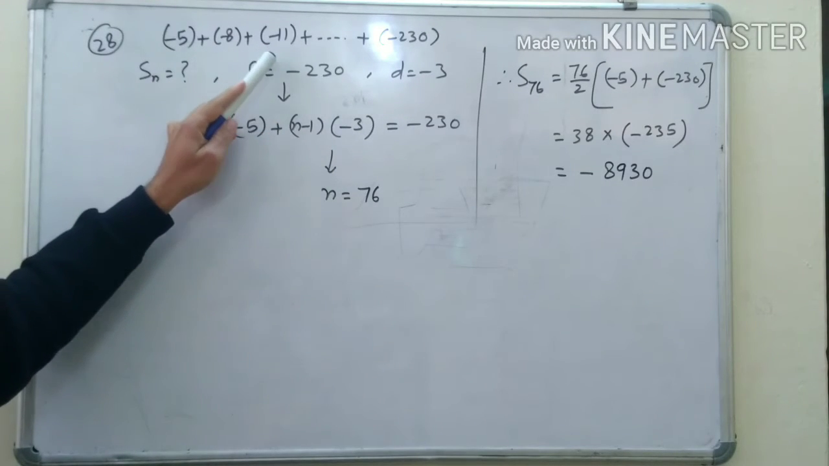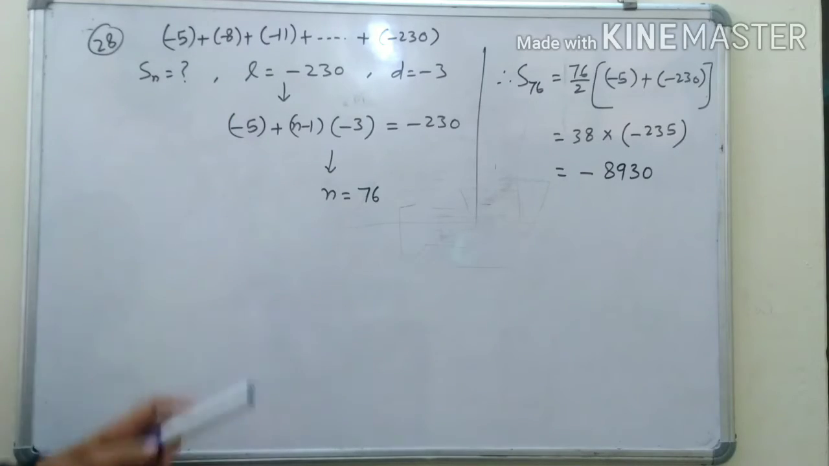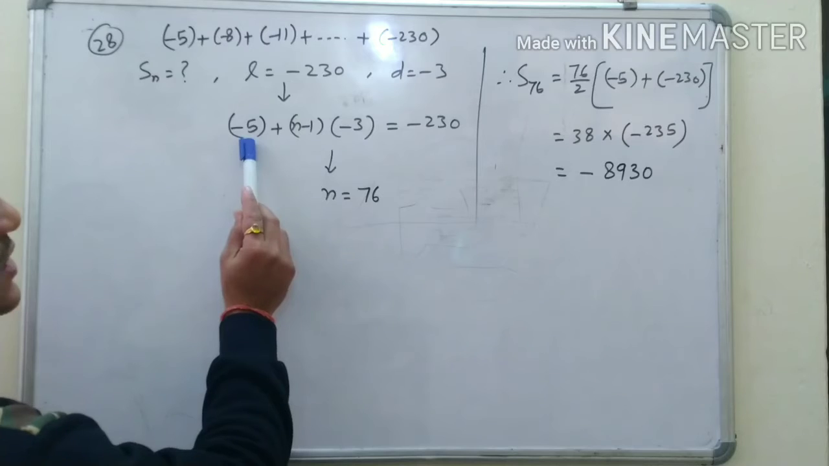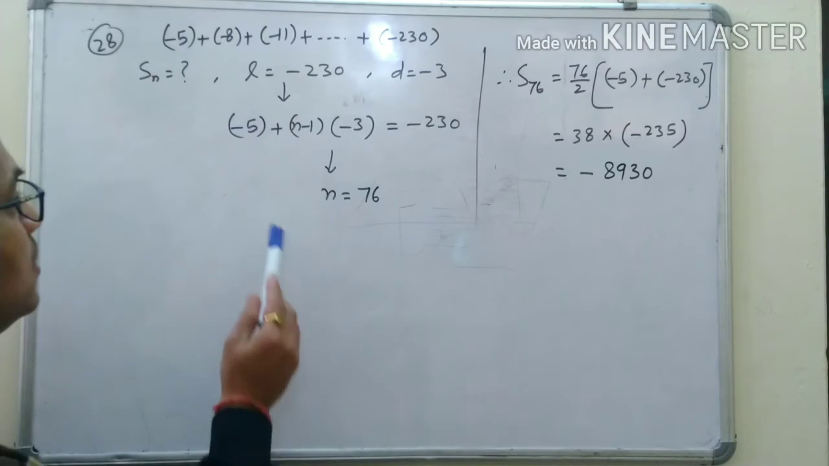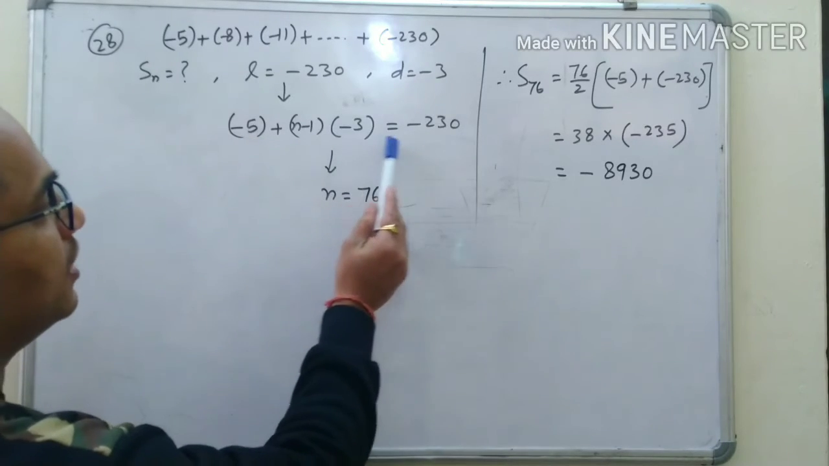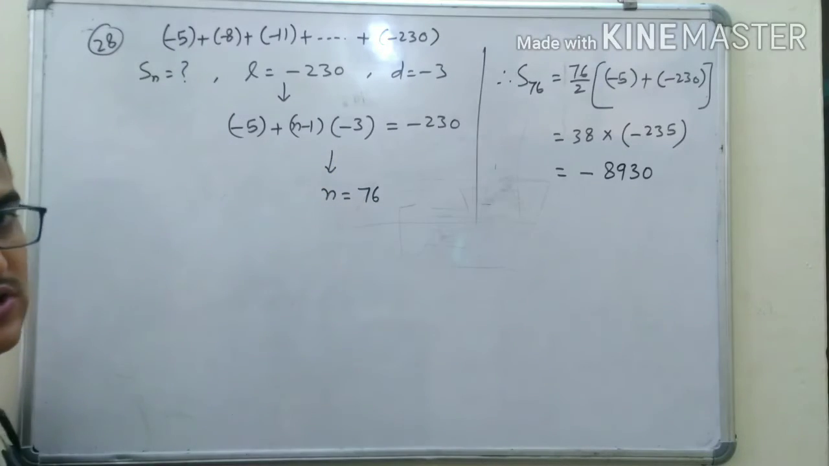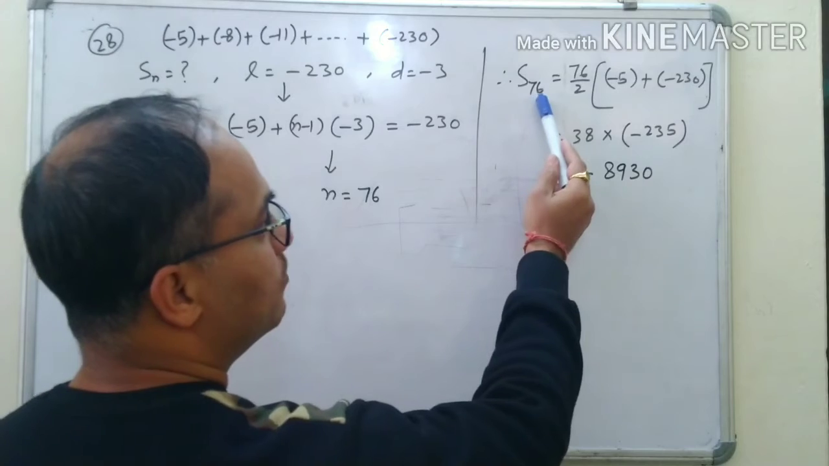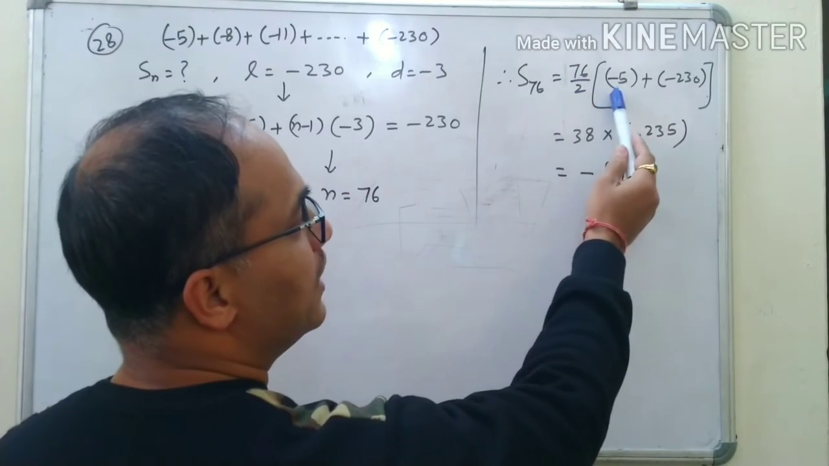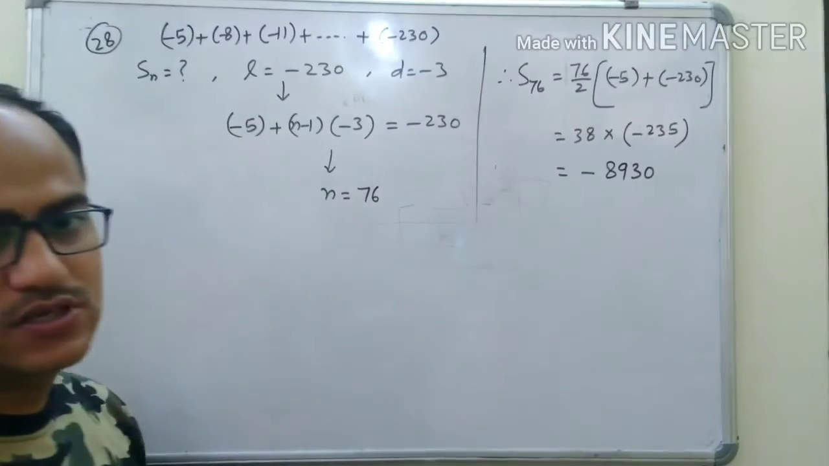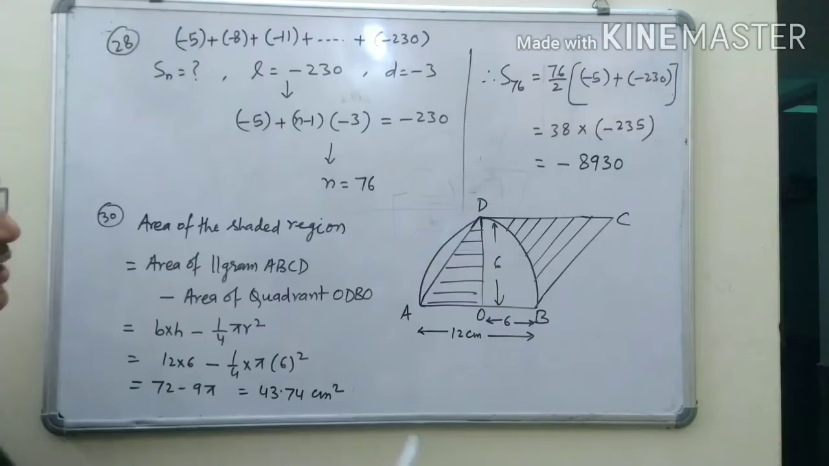First we apply the formula of L, that is n term formula, and on applying this formula we get this expression. Now when we simplify this expression, we can easily get n is equal to 76. We know the formula of Sn, it is equal to n by 2 into a plus L. We apply the formula, put the value, and we get minus 893.